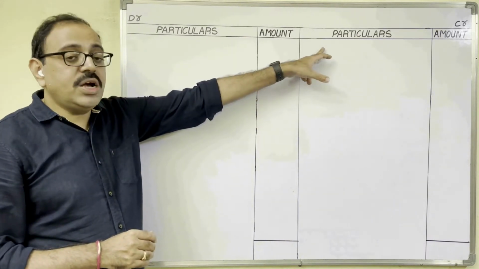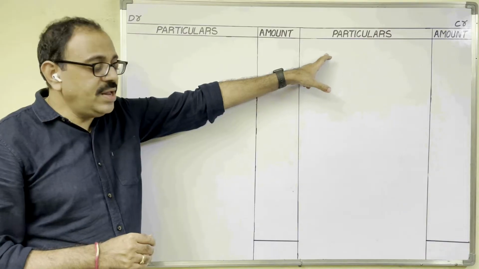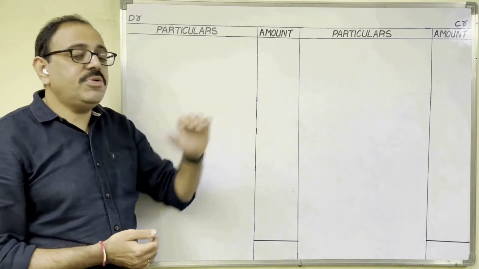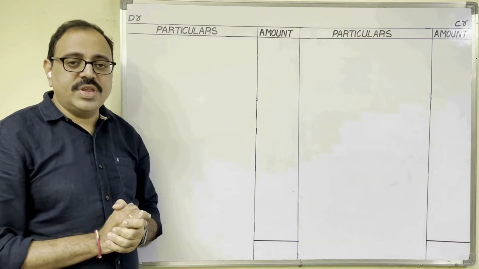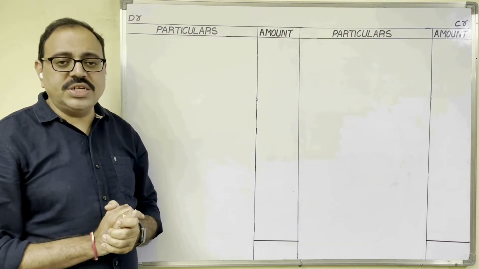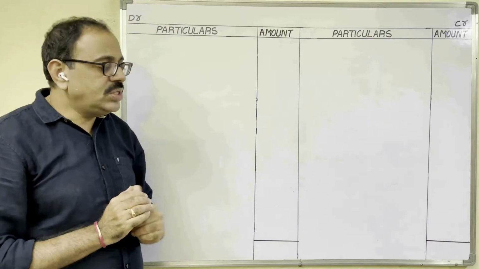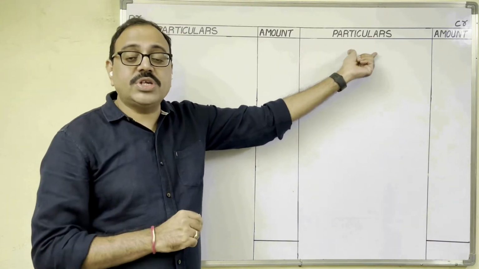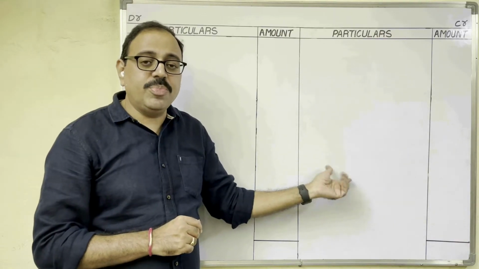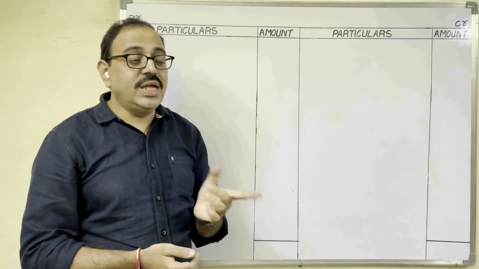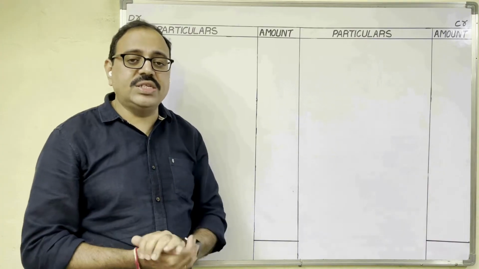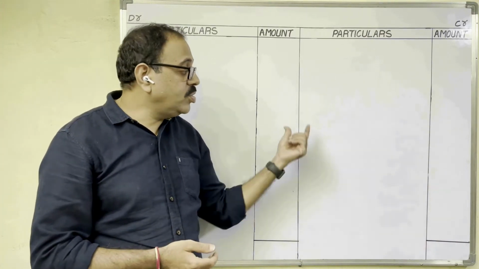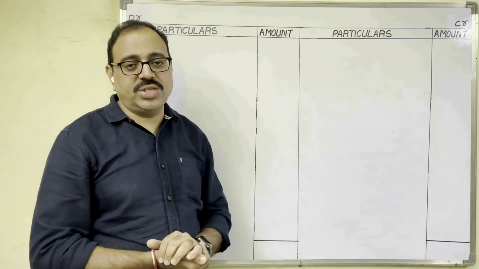Similarly, direct incomes go to the trading account credit side, and indirect incomes to the P&L account credit side. Direct income means what? Main income. For any trading organization, main income is sale. So sales income we should show on the credit side of trading account. All other incomes are indirect incomes, for example interest received, discount received, dividend received, commission received. All these incomes we have to show on the credit side of profit and loss account.